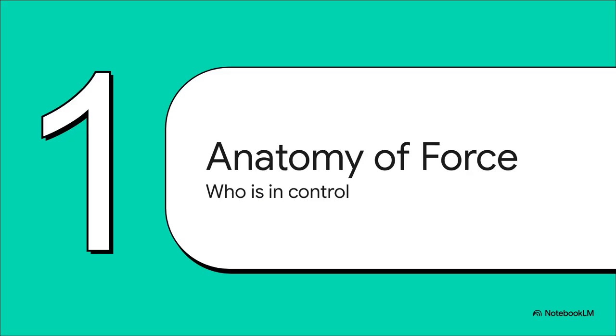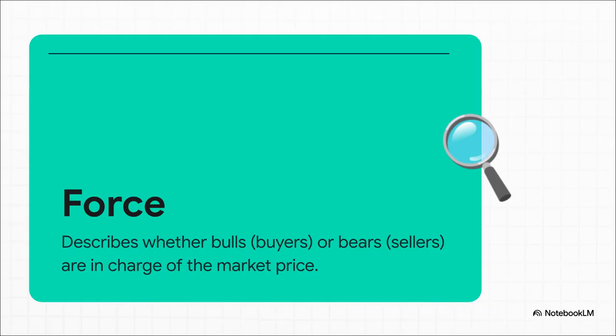All right, part one, the anatomy of force, understanding who is actually in control. To read any language, you have to know the alphabet first, right? So we are starting right at the foundation of how market movement is recorded. This is the crucial concept. The market is essentially a highly stressful, never-ending tug of war.